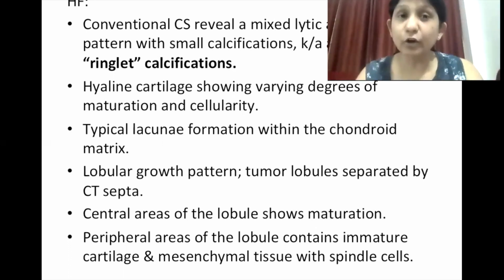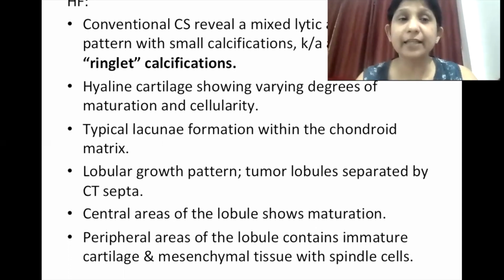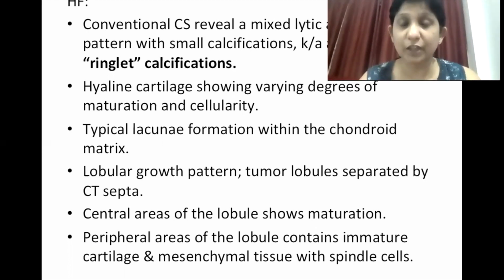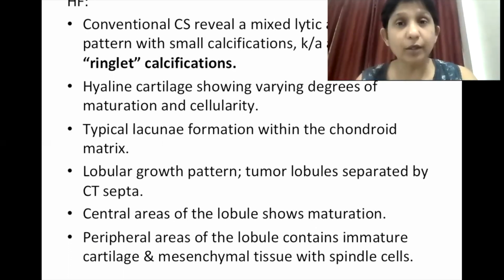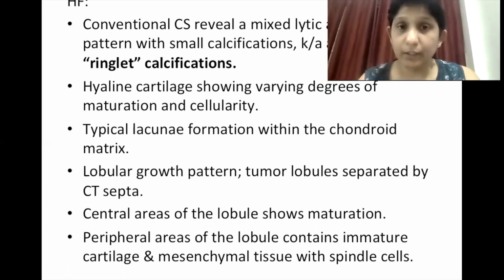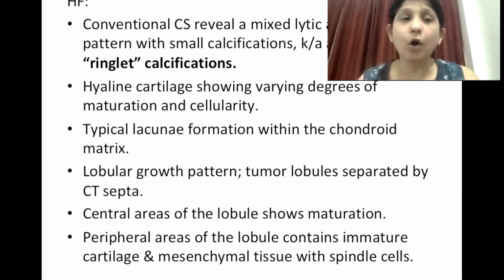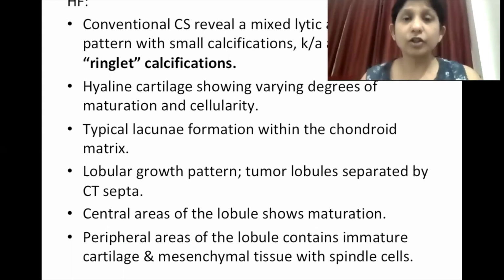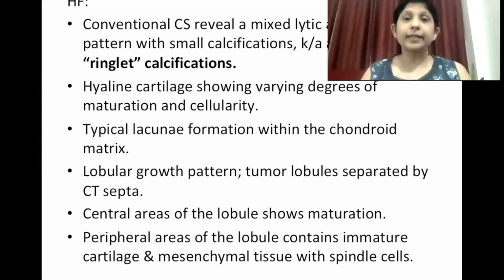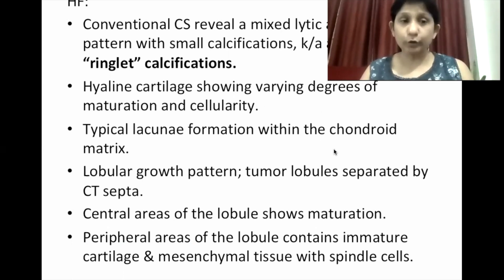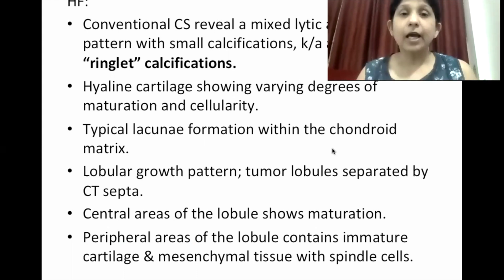Now, a conventional chondrosarcoma will reveal a mixed lytic and sclerotic pattern with small calcifications. Since we are talking about the histopathology, these small calcified areas will be seen as popcorn or ringlet calcifications, because we have to imagine the shape of a popcorn or a ringlet in case of these calcifications around the cell in case of the chondrosarcoma. Now, hyaline cartilage can be seen showing varying degrees of maturation and cellularity.